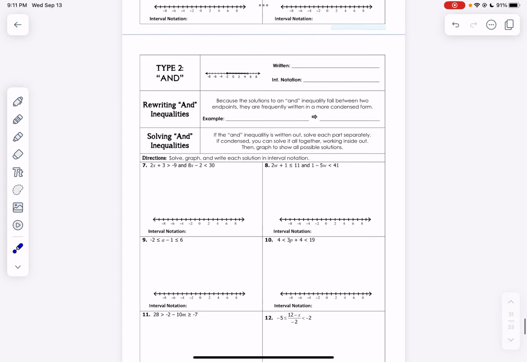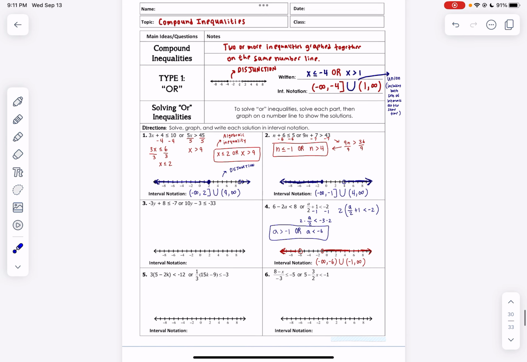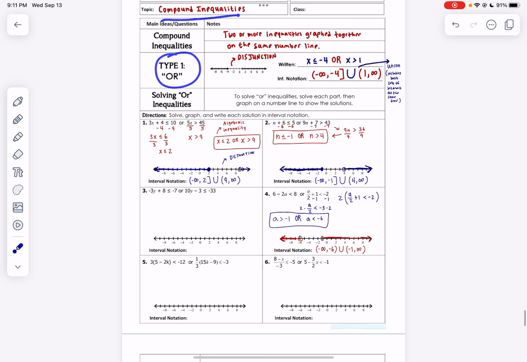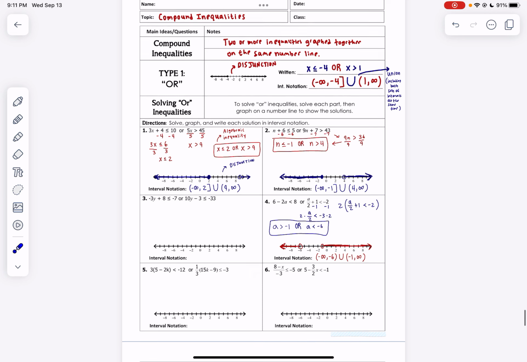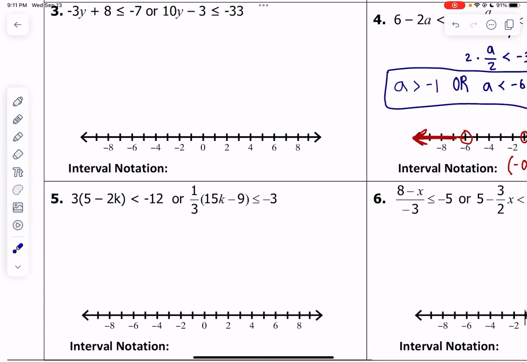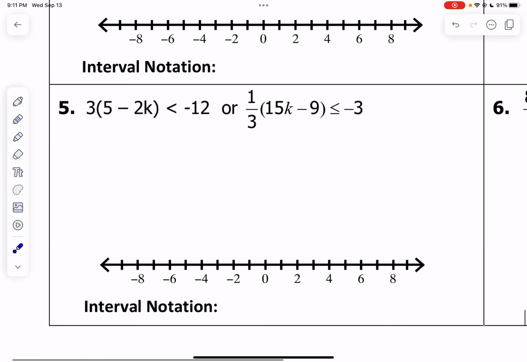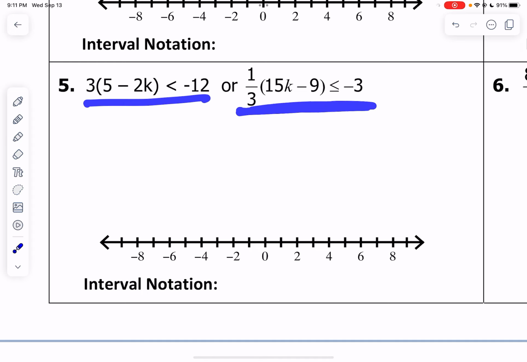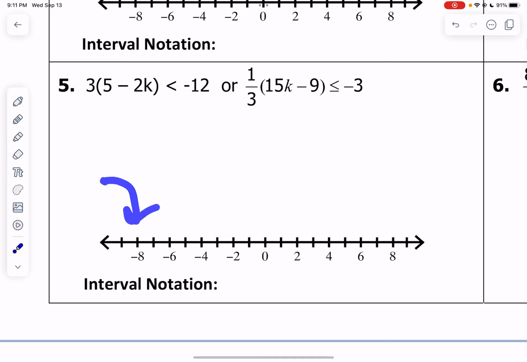But before we do that, I just wanted to quickly cover questions 5 and 6 under the OR compound inequality. So let's review 5 and 6, and we'll go from there. So let's go over to number 5. And in class, please remember that the idea is to solve for each of these inequalities individually. Once we do that, then we can move further.